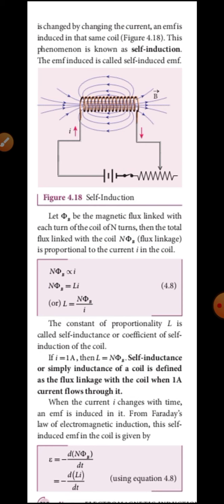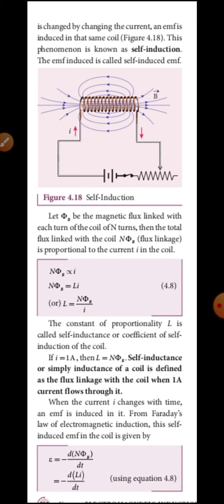Then see the derivation here. Let phi B be the magnetic flux linked with each turn of a coil of N turns. Then the total flux linked with the coil is N phi B. Phi B is the magnetic flux linked with each turn, and N phi B is the total flux linked with the coil. This is proportional to the current I in the coil.